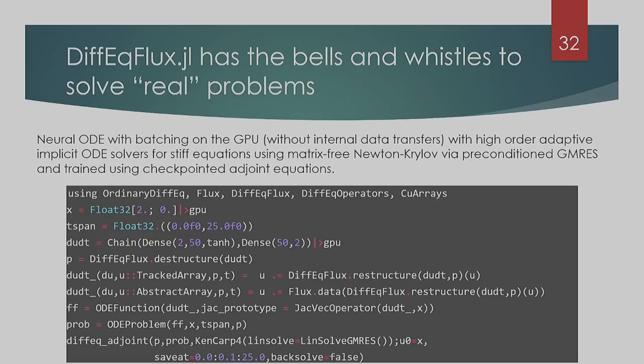And for people in the room, since this is scientific computing, someone's always going to be like, can you do this really crazy algorithm that's required for my problem? The answer is pretty much yes. So here's an example that is a neural ODE with batching on the GPU without extra data transfers, with high-order adaptive implicit ODE solvers for stiff equations using a matrix-free Newton-Krylov with preconditioners and checkpointed adjoint. So like all the different buzzwords that you hear that are required for these gigantic partial differential equations, yes, they're all in there because that's what we use to be able to make these examples, right?